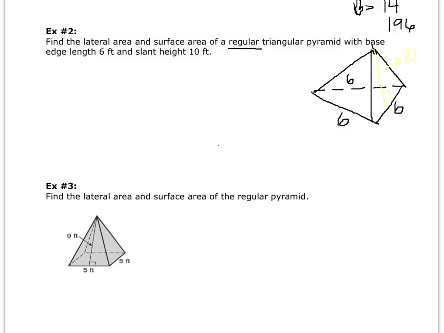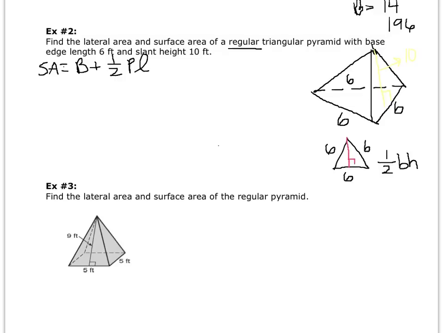Okay, so I want to do surface area. Surface area is capital B plus 1/2 PL. So I need capital B, I need the area of the base. So what I have down here is really just this triangle where I know that all 3 sides are 6. When I calculate the area of a triangle, I have to do 1/2 base times height. Well, I don't know my height. I'm going to have to calculate that height. So you know what that means. I have to do Pythagorean theorem.